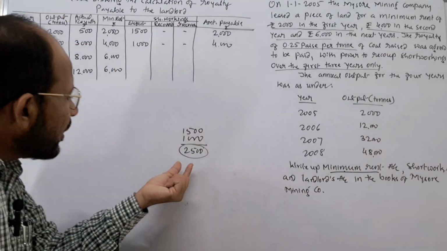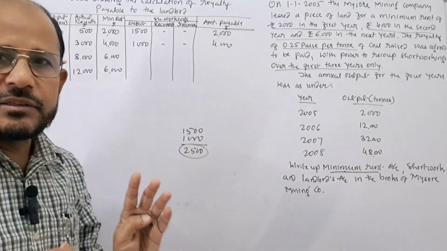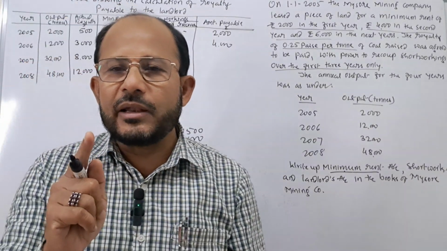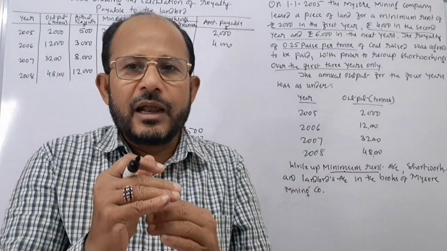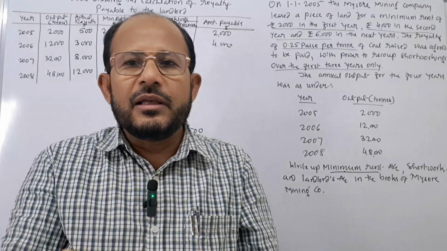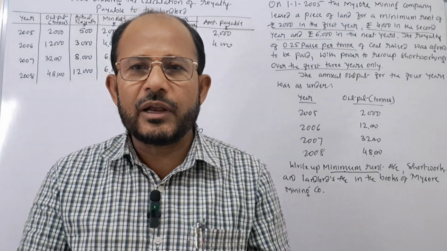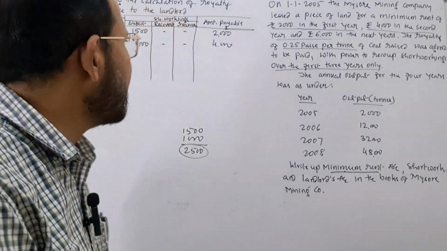Now, in order to recover this short working, for the company, only 1 year is left, that is the third year. In that third year, if we get the excess royalty, then we can recover it. In case we won't get the excess royalty, that is to be treated as loss.